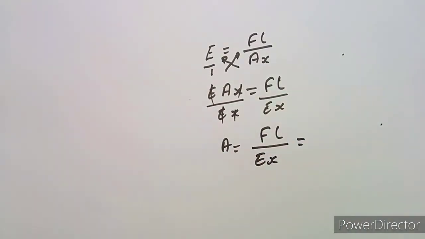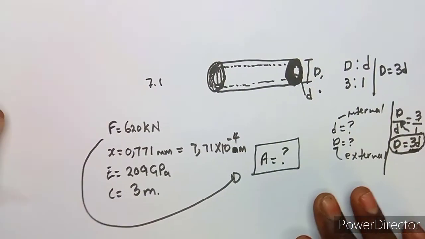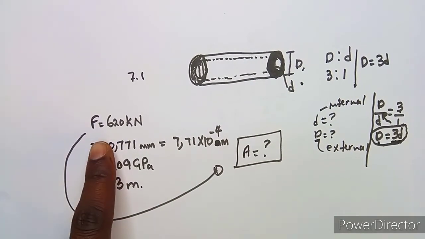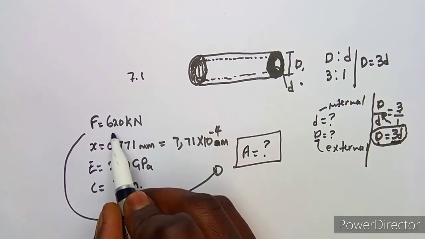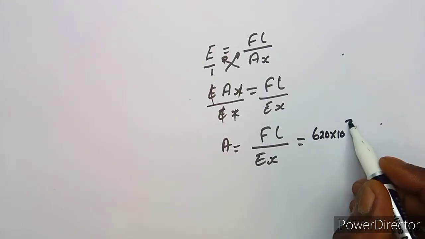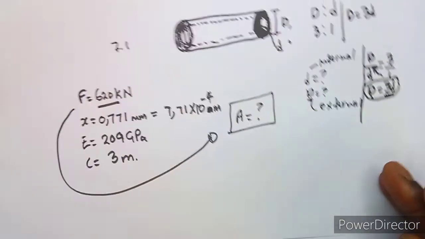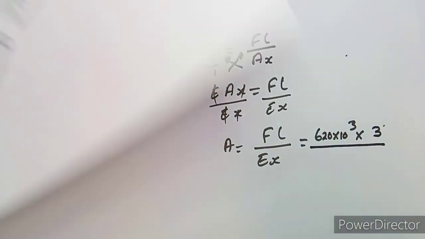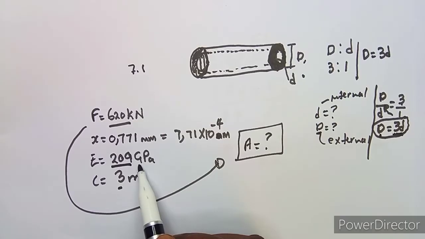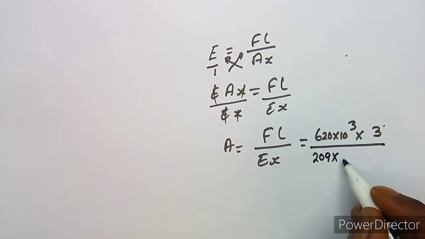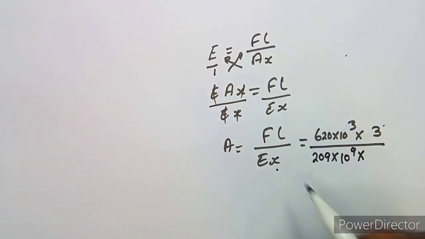So now we can substitute. Why? Because all these values, we have them here. Remember, guys, we have got these values here. So let's substitute. All right. F, we have got 620 kilonewton here. So it's going to be 620 times 10 to the exponent of 3, times the length here, which is 3 meters, over EX, which is your Young's modulus, 209 giga, which means to the exponent of what? Of 9. So it's 209 times 10 to the exponent of 9, times the extension.